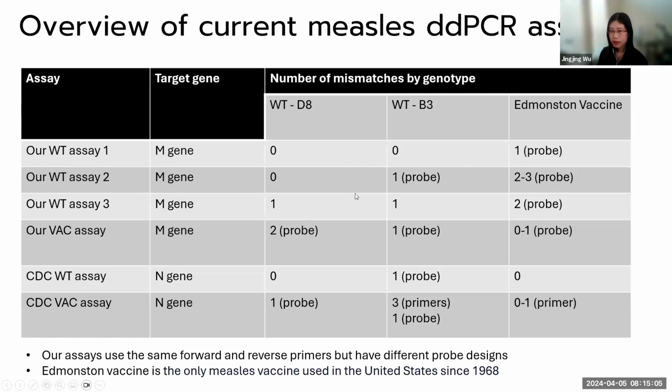This slide summarizes the number of mismatches between the current measles assays and the different genome types. We designed 3 assays for the wild type strains and 1 for the vaccine strain. They all have the same forward and reverse primers, but we changed the probe designs to distinguish the wild type and vaccine strains. We aligned all these assays to 2 circulating wild type genomes and the Edmonton vaccine strain. The number of mismatches are presented in the table.